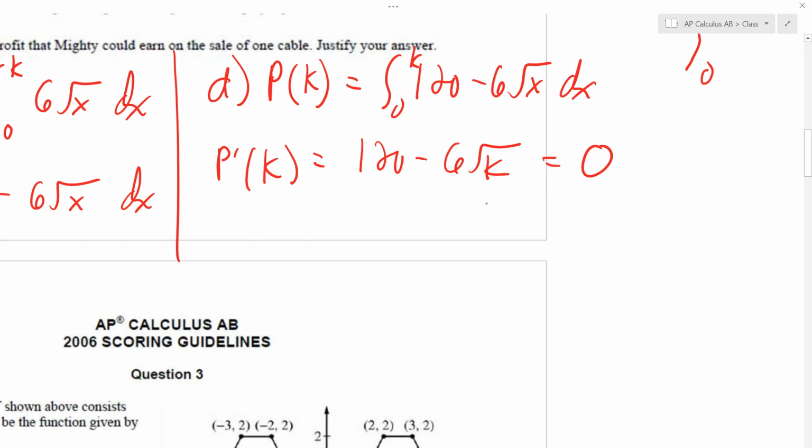And it turns out that means we need root k to be 20, which means k would be 400 meters. That's the only critical point we got. Okay? So realistically, that's going to be the answer, unless we had endpoints to check. But we don't even have any endpoints to check, really. We have 0. But the profit on a 0-meter cable will be 0, so it doesn't make any sense. So this has to be the answer, but we still have to explain why we know it.